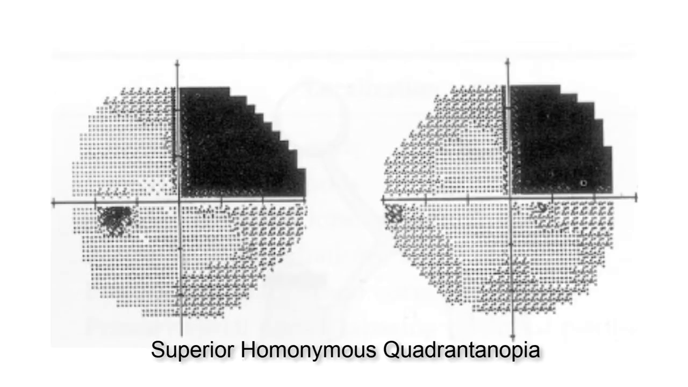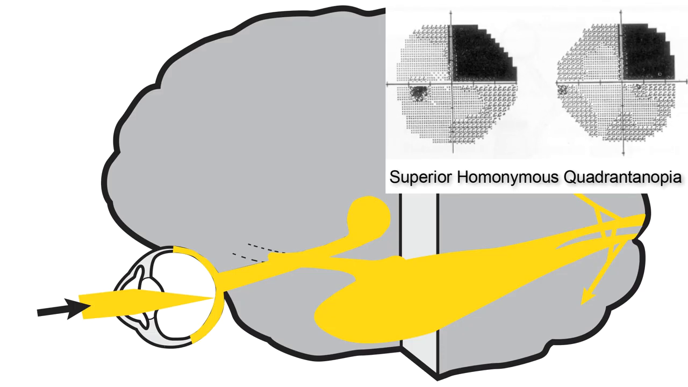Number 4. This is a superior homonymous quadrantanopia. It is defined by the fact that the defect borders are aligned to the vertical and horizontal meridians in the superior visual field. This pattern localizes the lesion to the inferior visual cortex. The most common cause of these defects is stroke.